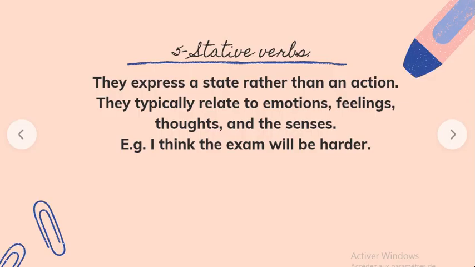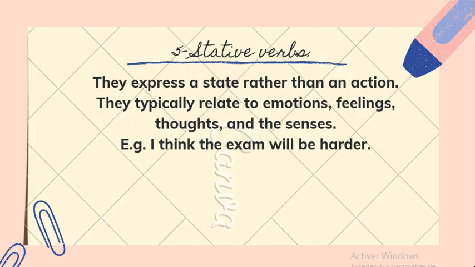The fifth type is stative verbs. So stative verbs express a state rather than an action. They typically relate to emotions, feelings, thoughts, and also senses. They are all expressing a state. It can be a state of doubting, wanting, believing, and so on. For example, I think the exam will be harder. So think is a stative verb because there is no action in the sentence. There is only a state, which is a state of thinking.